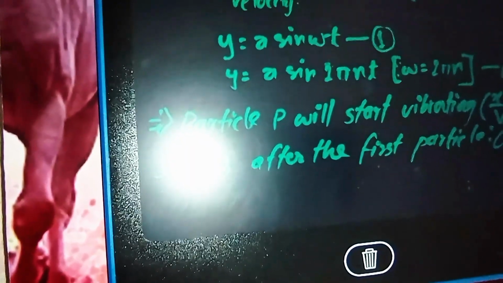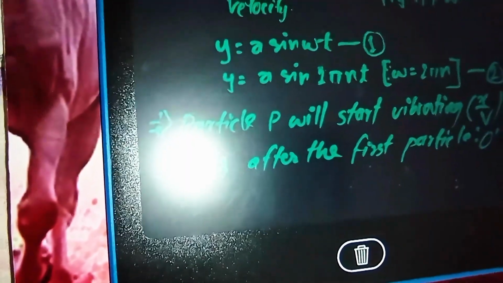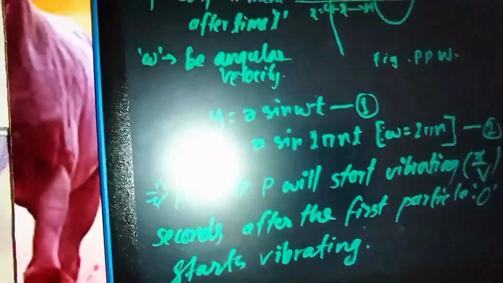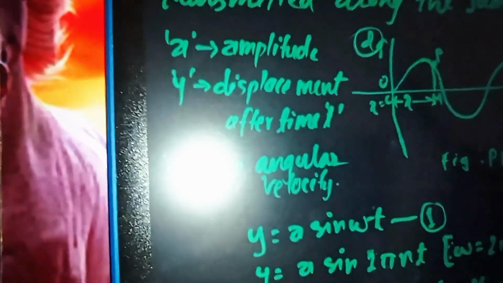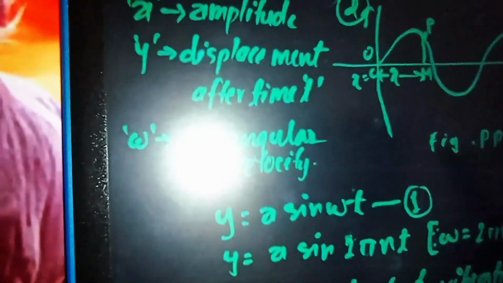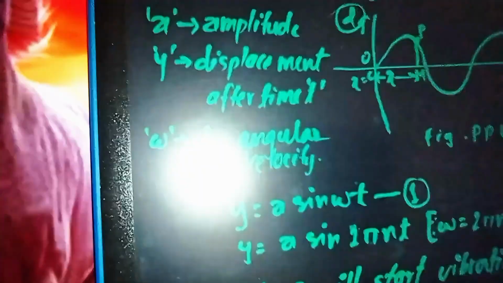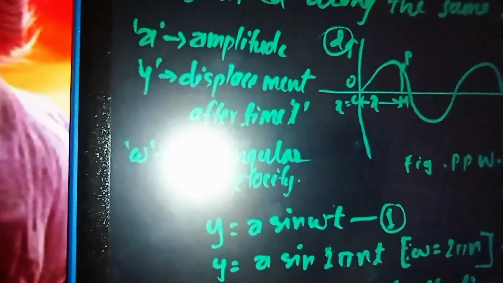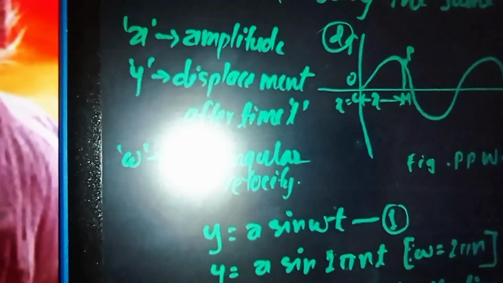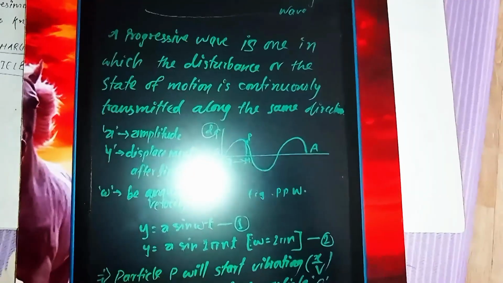And if we let P be any particle at distance x from the origin and the wave be traveling with velocity v along the direction of x-axis, then the particle P will start vibrating x by v seconds after the first particle O starts vibrating. Okay, so the particle at O will vibrate, and then the particle at P will vibrate x by v seconds after O vibrates, as x is the distance and v is the velocity.